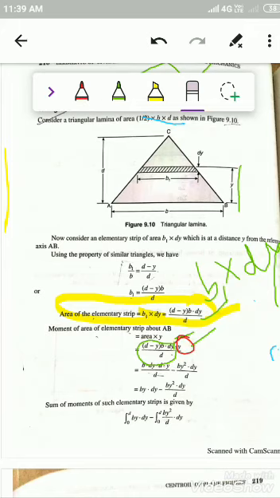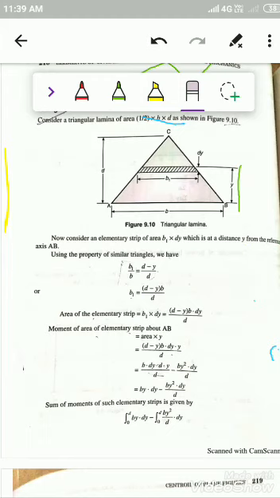Then by simplification, remove the brackets: multiply the outside value into the inside of the bracket, and you will get this equation. Clear? By simplifying you get this equation. This is the moment of the elementary strip about AB, that is, one elementary strip about AB is equal to this equation.